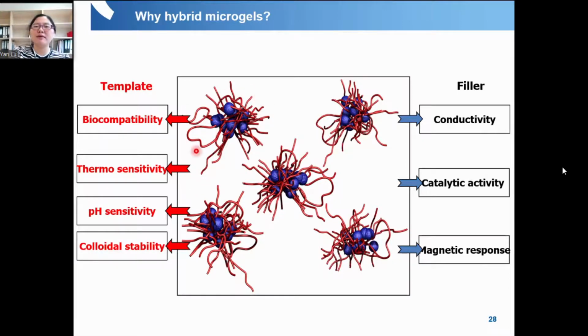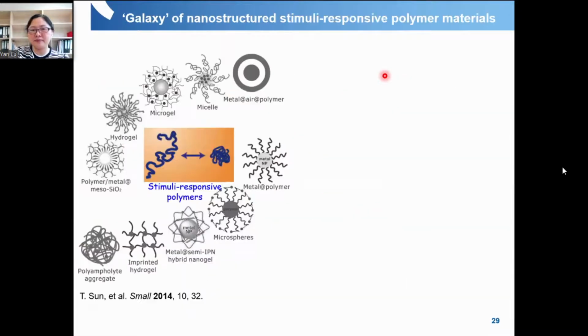And because you have the microgel, you have the biocompatibility of your microgel. Normally you can have a temperature or pH sensitive system, and for the microgel, they are normally colloidally stable. So you can combine both advantages into one composite system. This is the thermal responsive or stimuli-responsive polymer system. So this gives a very nice overview.